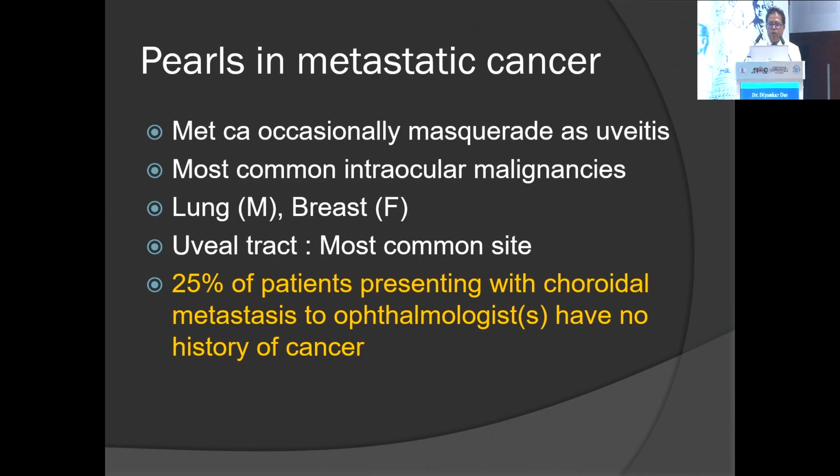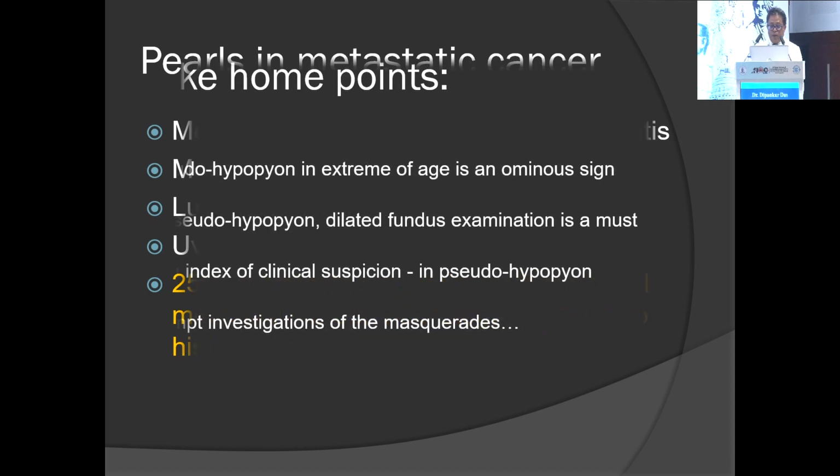The most common intraocular malignancy is secondaries. Lung, and in males, breast carcinoma can metastasize to the eye. There may be variation of other tumors also. The uveal tract is the most common site, and remember this: 25% of patients presenting to ophthalmology with choroidal metastasis may not have a history of cancer. That's a very, very important thing.